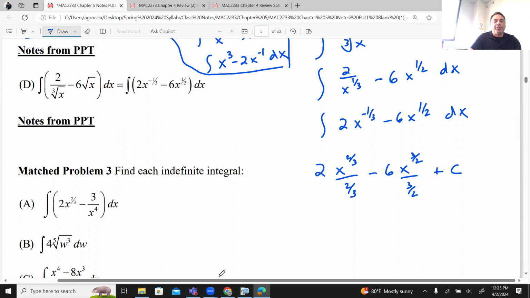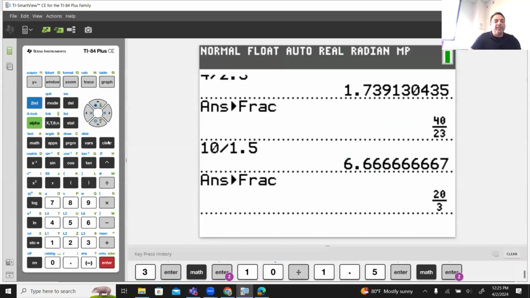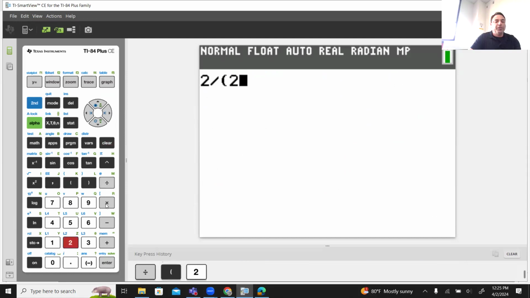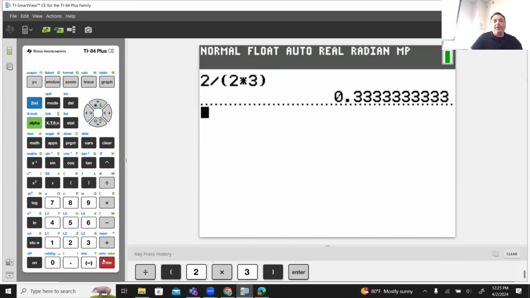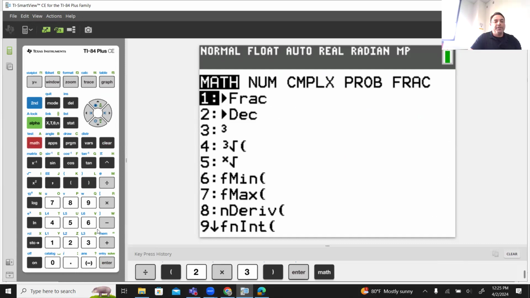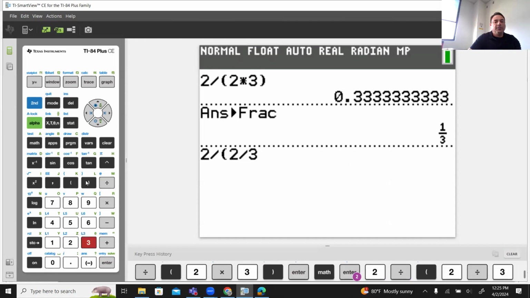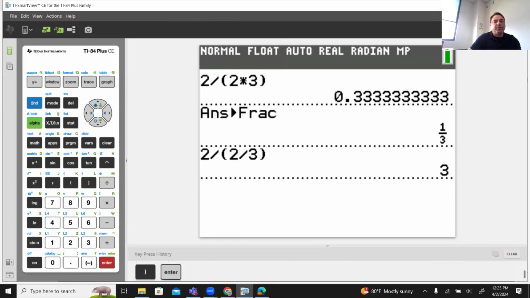If you're not sure what 2 divided by 2/3 is, you can go to the calculator and do 2 divided by 2/3. And you get 0.33333, which is math fraction 1/3. I'm sorry? It's 2 what? Divided by. So 2 divided by, thank you, 2/3. Type it in correctly. Gives you 3.